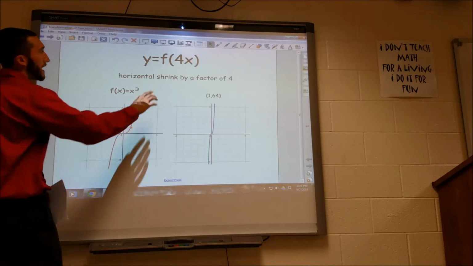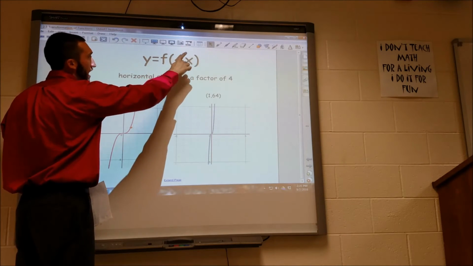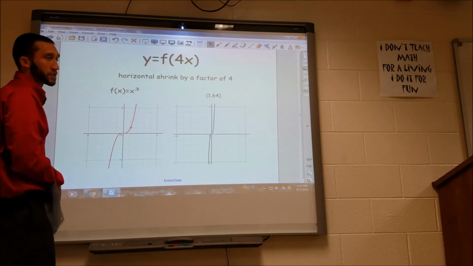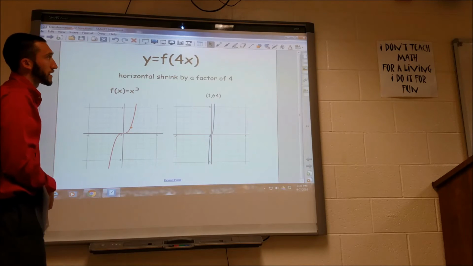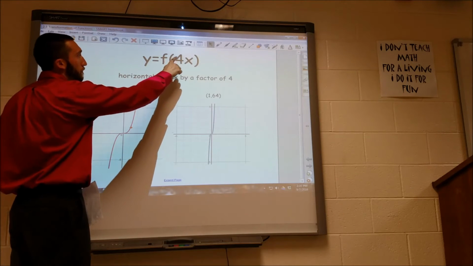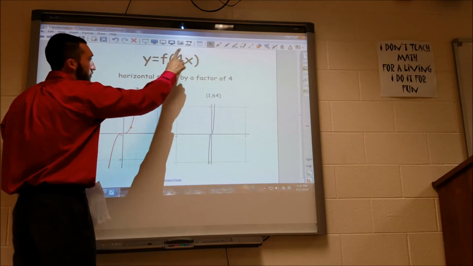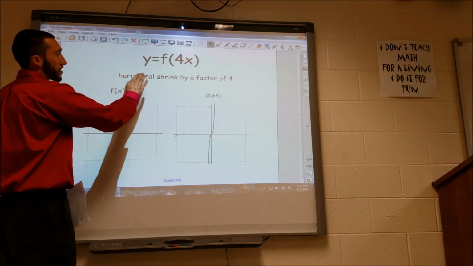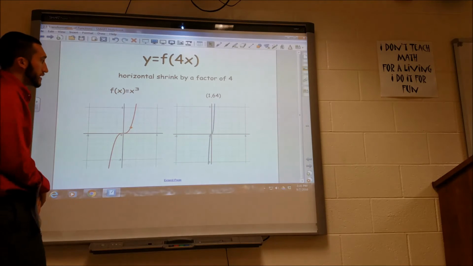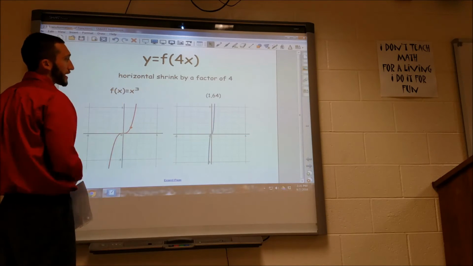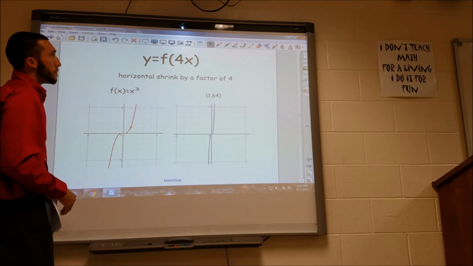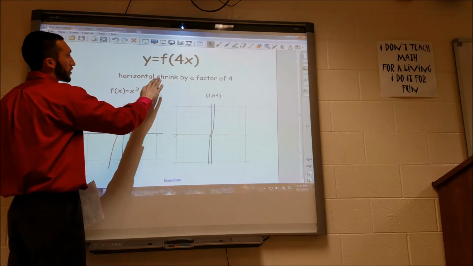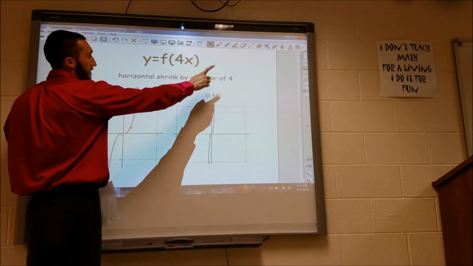Next, if we have 4 times x being plugged into our function, so this is different than if it were 4 times f of x. Since this is f of 4x, we're multiplying x by 4. We call this a horizontal shrink. It's very similar, you can see it's pretty similar to a vertical stretch. But if it's on the inside, it's a horizontal shrink, and it's by a factor of 4.